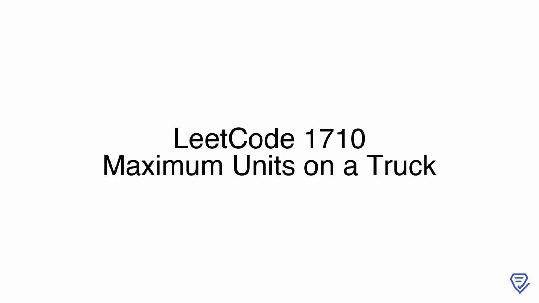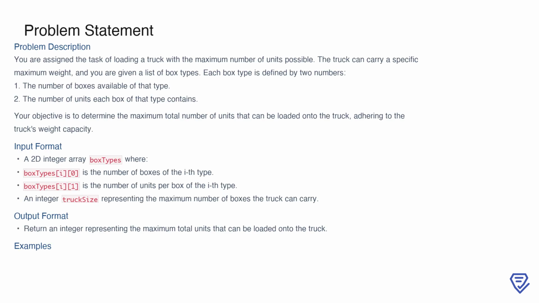Let's dive in. In this problem, we are tasked with loading a truck with as many units as possible. The truck has a specific maximum capacity, measured in the number of boxes it can carry. You are provided with a list of box types, where each type tells you two things: the number of boxes available of that type and how many units each box contains. Your goal is to maximize the total number of units loaded onto the truck without exceeding its capacity.